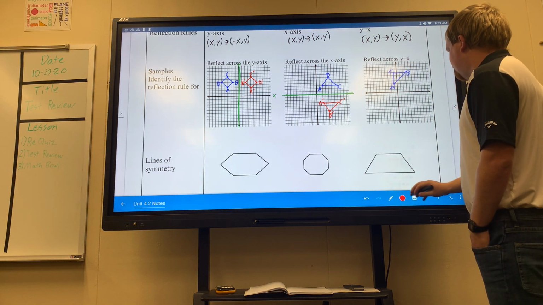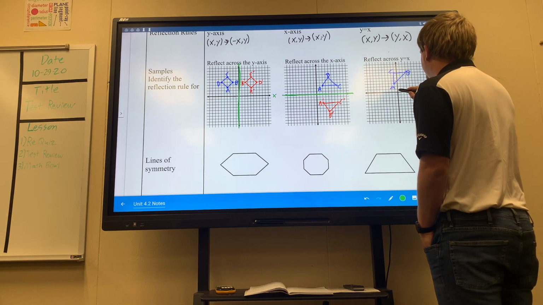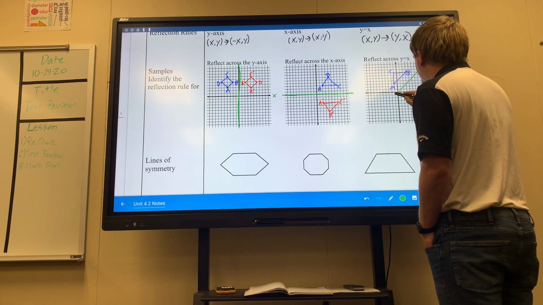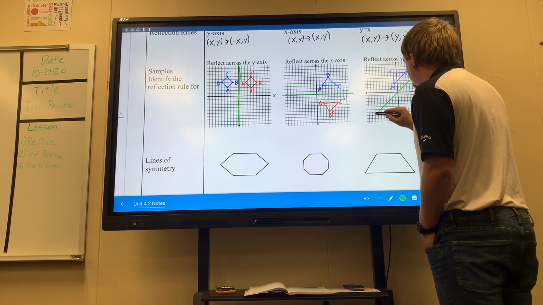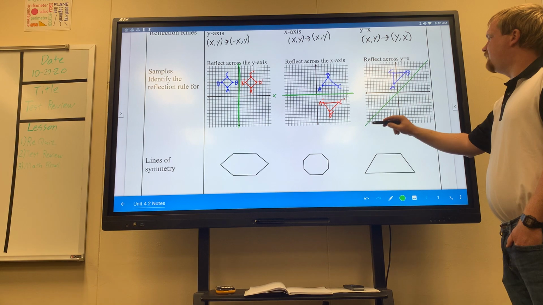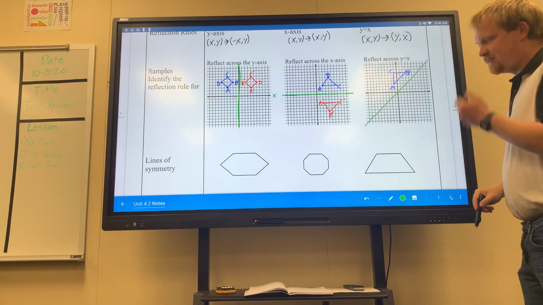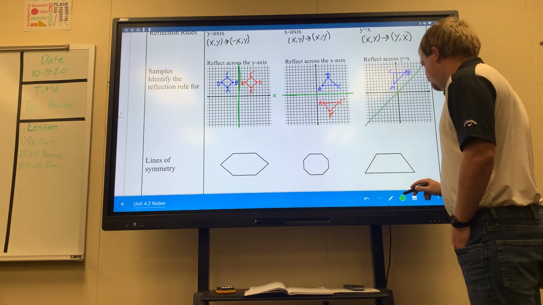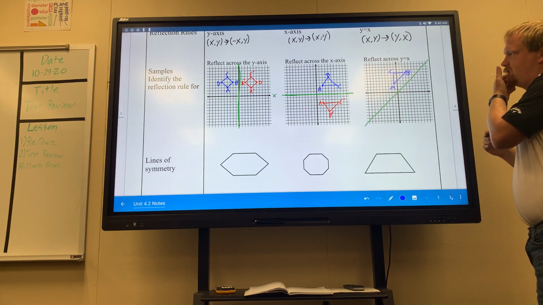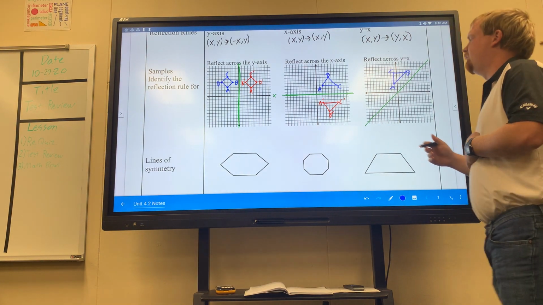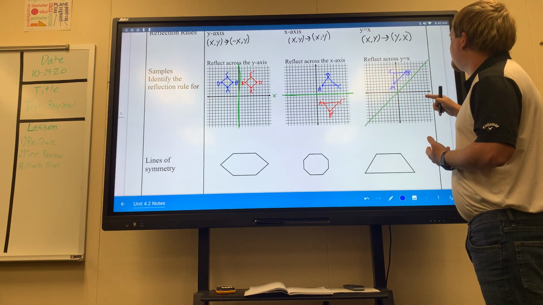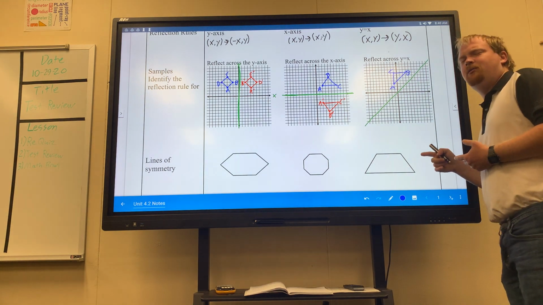Next, we have a reflection of y equals x. What that means is this reflection right here. So I'm going to reflect across this line right here. Okay? I'm reflecting across that line. Now you would say, well, can we just count from the line of reflection? You can, but it's kind of tricky because you have to count it at an angle. It'll be kind of weird.